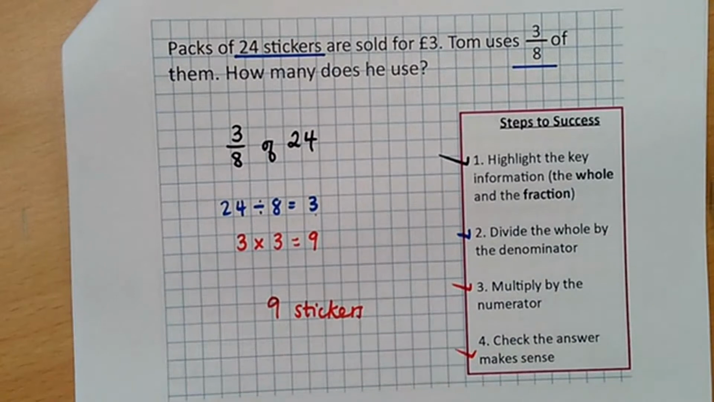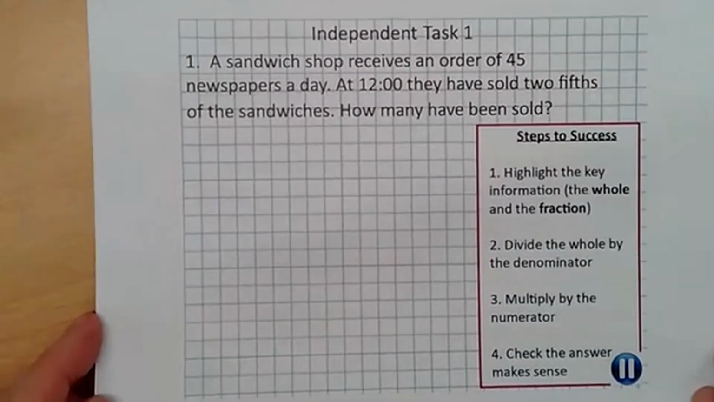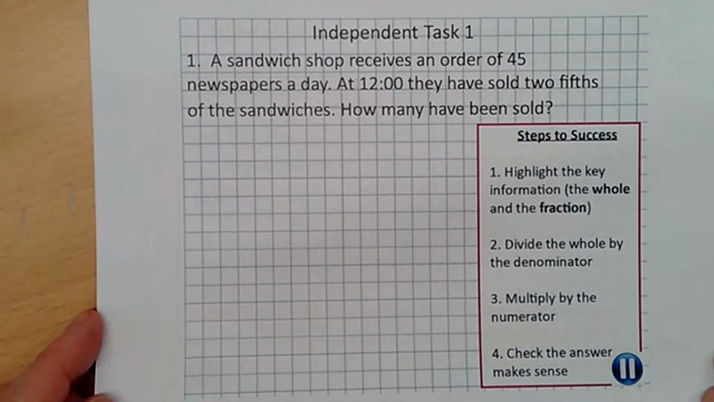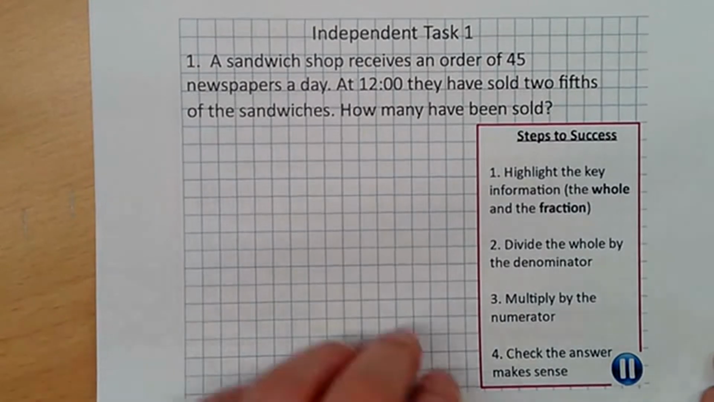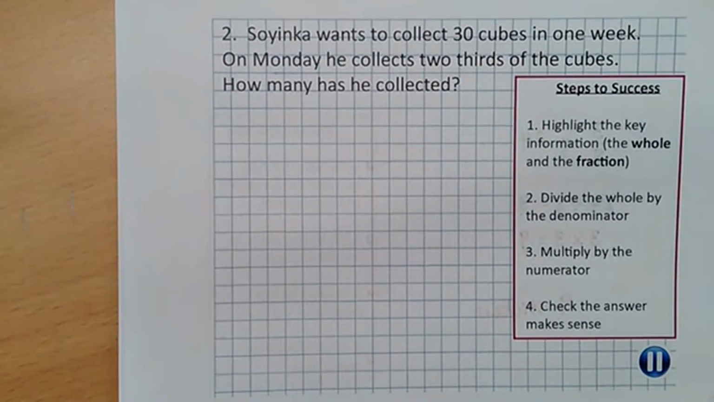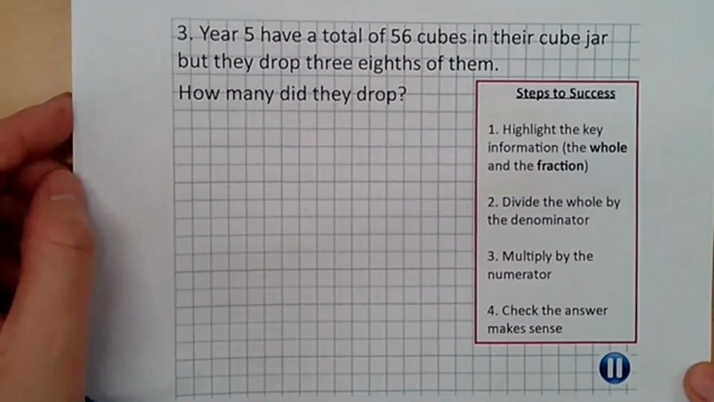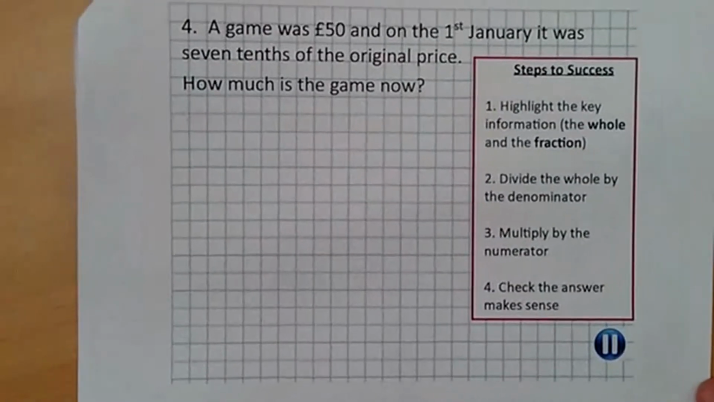Okay, great. Now I'd like you to complete the first independent task. Pause with each question, and then when you finish, unpause to move on to the next one. So this is number one. This is number two. This is number 3. And this is number 4. When you have finished, unpause and we'll go through the answers.